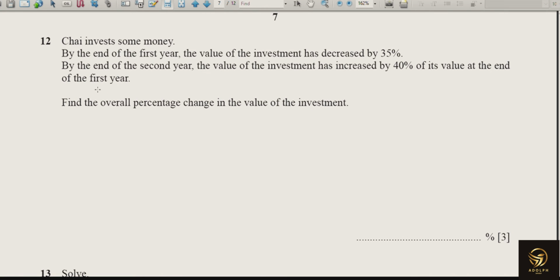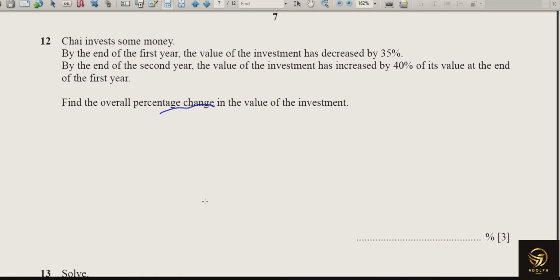So the next question we are going to solve is: try invest some money. By the end of the first year, the value of the investment has decreased by 35%. By the end of the second year, the value of the investment has increased by 40% of its value at the end of the first year. Find the overall percentage change in the value of the investment.